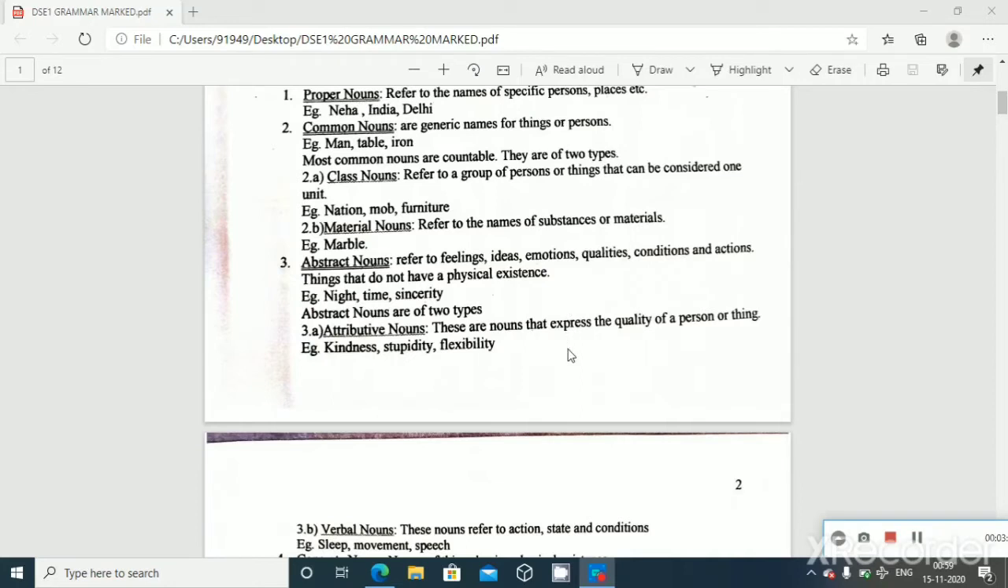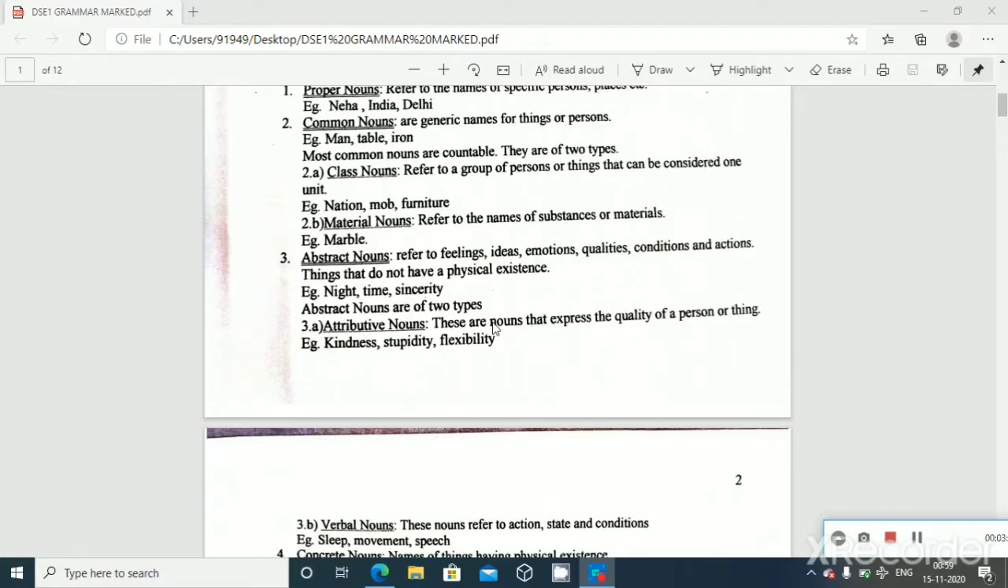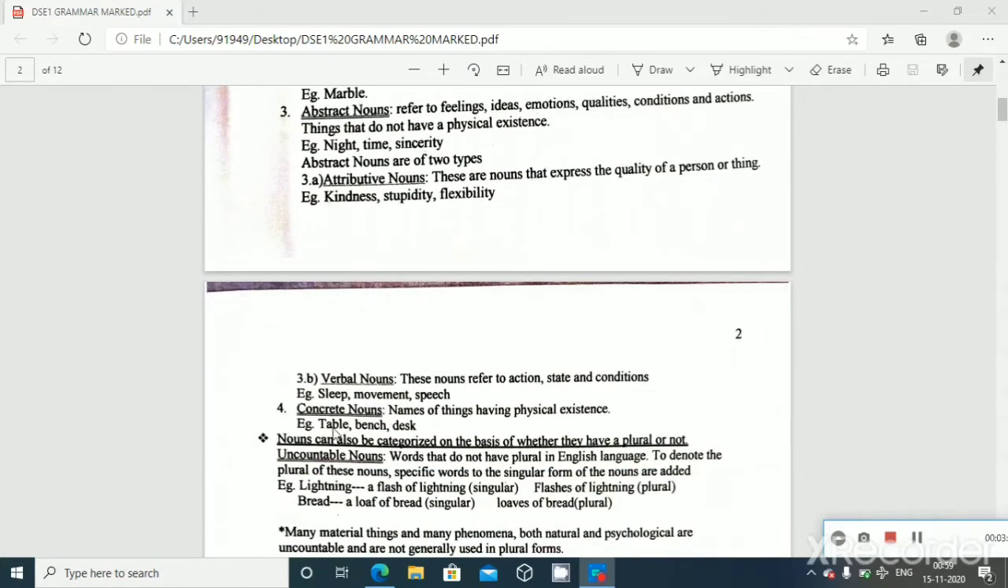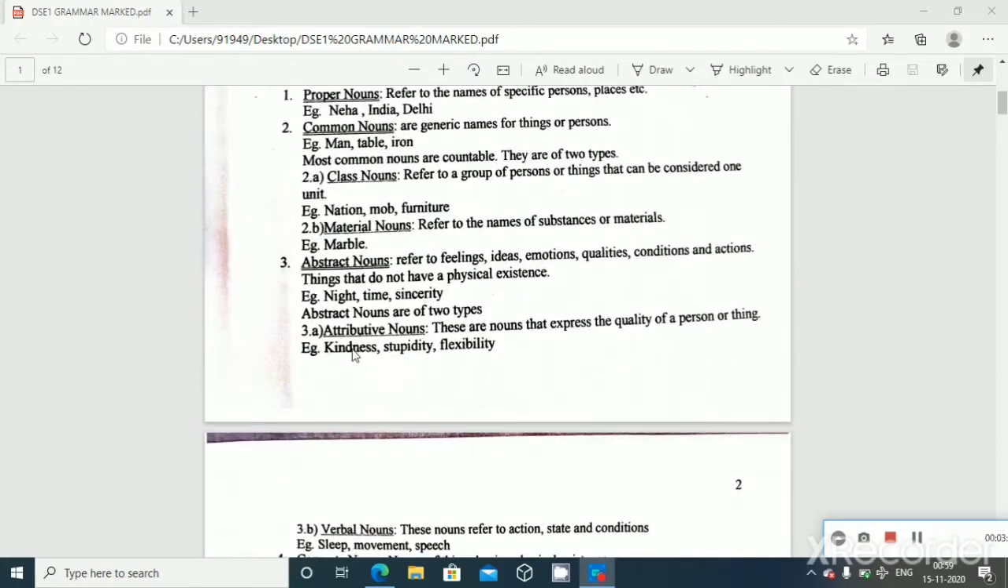Let us see whether any of these, if you take an example of each, has a physical existence. As you touch a concrete building or a concrete noun example, you got it to be table, bench, desk. So a table you can touch, a bench you can touch, a pen you can touch. All these are concrete nouns. But what about abstract noun? Let us take examples.